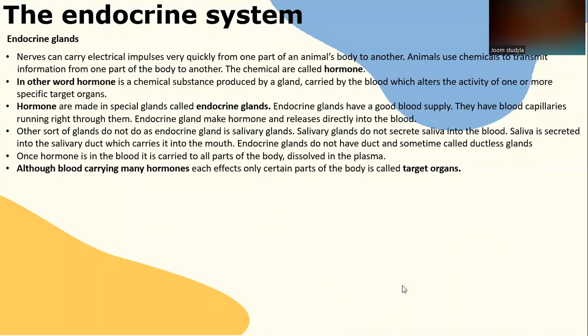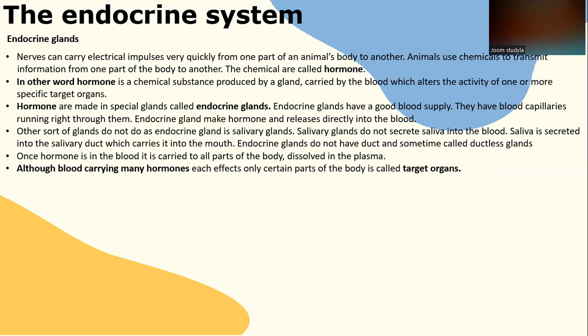Let's look at the endocrine system. Endocrine glands. Nerves can carry electrical impulses very quickly from one part of an animal's body to another. Animals also use chemicals to transmit information from one part of the body to another. The chemical is called a hormone. In other words, a hormone is a chemical substance produced by a gland, carried by the blood, which alters the activity of one or more specific target organs.